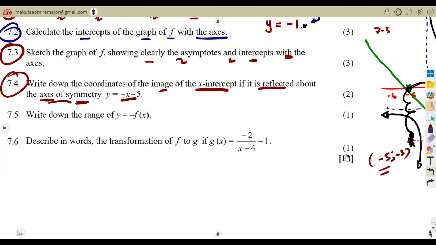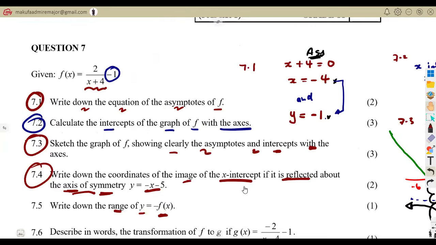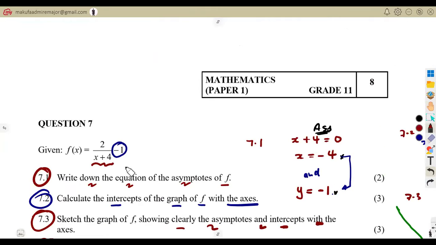All right, then write down the range of y is equal to minus f of x. Remember your f of x, this is our f of x. So minus f of x is just multiplying this by negative. So this is going to be multiplied by negative, and it becomes a positive one.